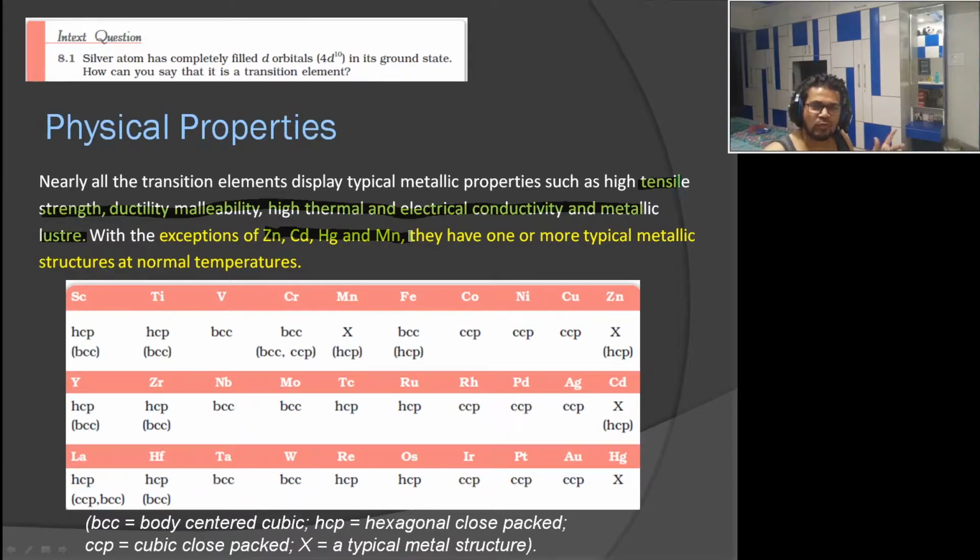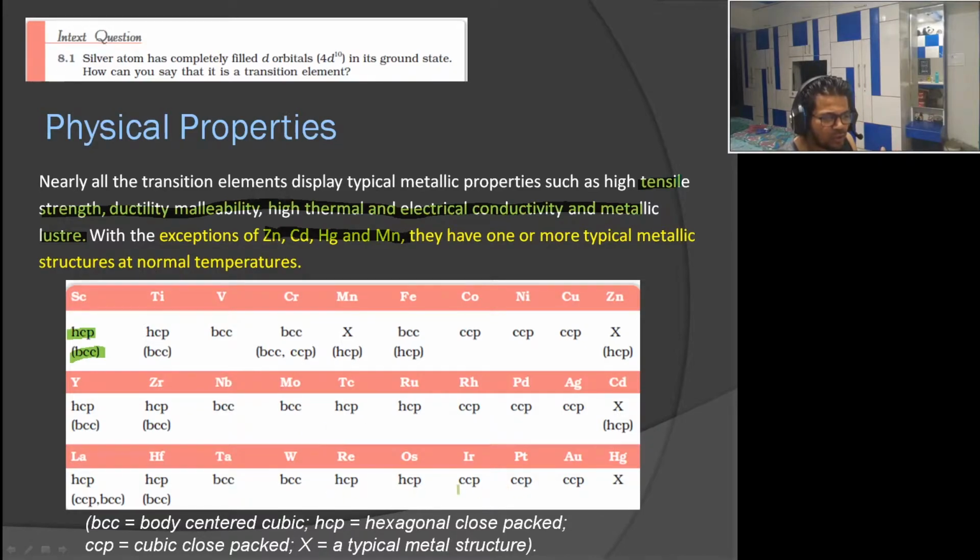We'll be doing this in the 12th, in the chapter called solid state. HCP stands for hexagonal close pack structure, in the form of a hexagon. BCC stands for a body centered cubic structure. Now BCC is basically you have a cube and there is one atom at the center of the cube. That's called body centered cubic structure. That mainly is sodium metal.